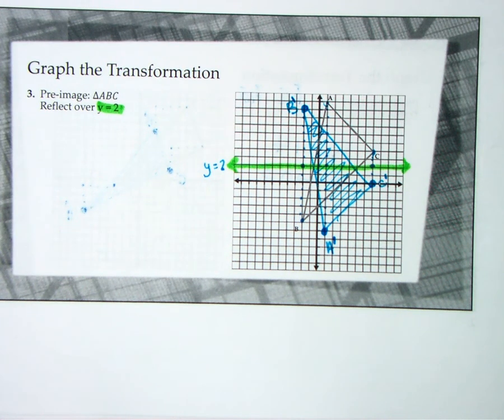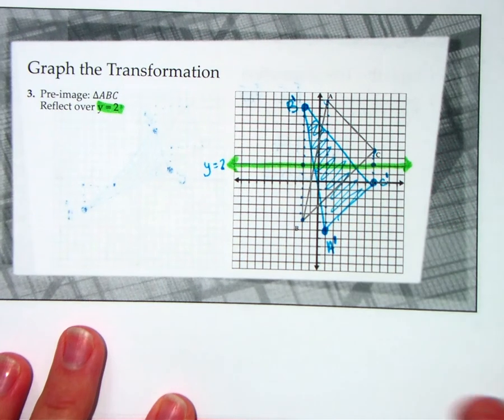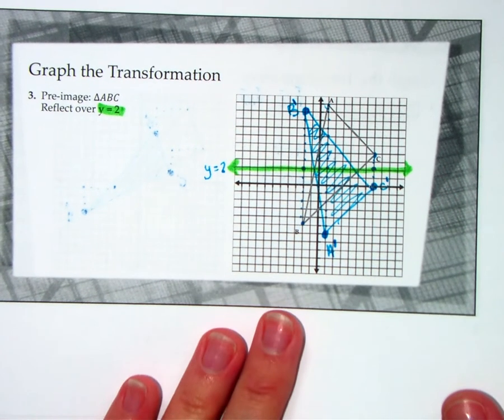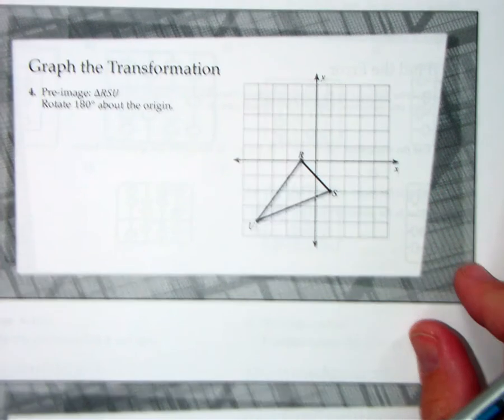Okay, so that's the second one, which is a reflection. The third one you're going to see is the rotation. So I'm going to turn the page again. Pause if you need to. So the third type is a rotation.